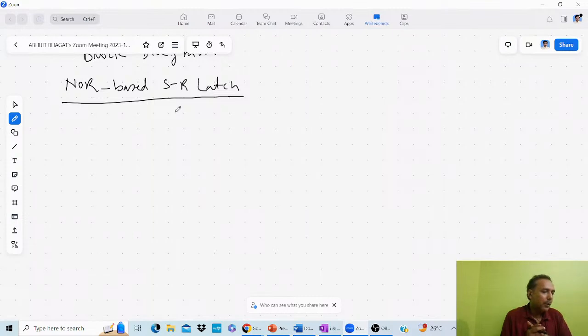Next, the NOR based SR latch. So what is the NOR based SR latch? It is designed with the help of NOR gates. The circuit is like this. Two NOR gates are used here. This is one NOR gate. All of you know the NOR gate, it is the complement of the OR gate. This is a NOR gate. R means reset.